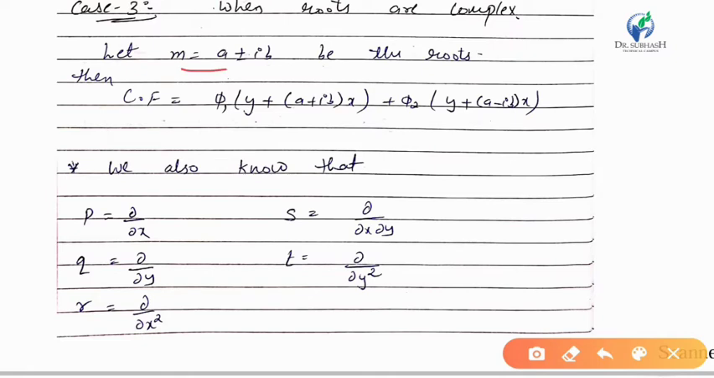Suppose we are getting m as a plus or minus ib as our roots. Then CF will be phi 1 y plus, first I am taking only the positive part, that is a plus ibx, plus phi 2 y plus, I am taking the negative part, that is a minus ibx. Now we also know that P equal to del by del x, Q equal to del by del y, R equal to del by del x square, S equal to del by del x del y, and T equal to del by del y square.